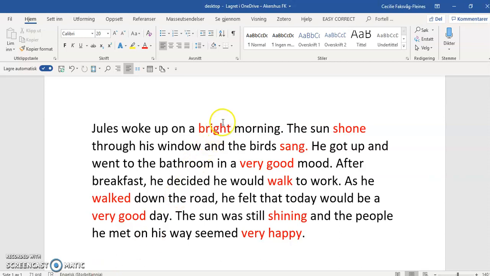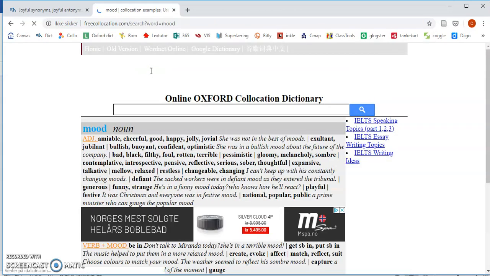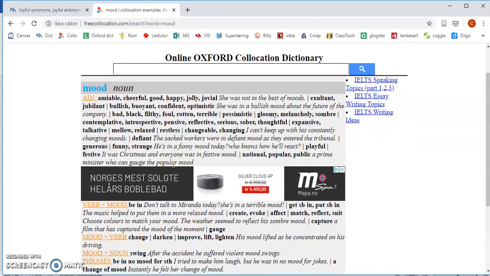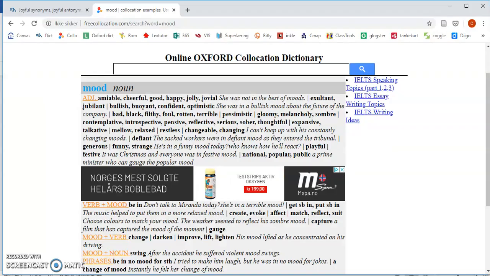So again, if I want to replace an adjective, I have to look up the noun. So for example here, the very good mood, I have to look up mood, not very good. So if I check out mood, all right, I see that there are a lot of adjectives that are often used together with mood. Now, if I go back to my text, I was in a very good mood. So we have to try and find adjectives that are positive. So for example, here you see bad, black, filthy, foul.